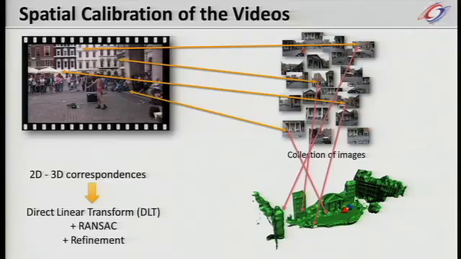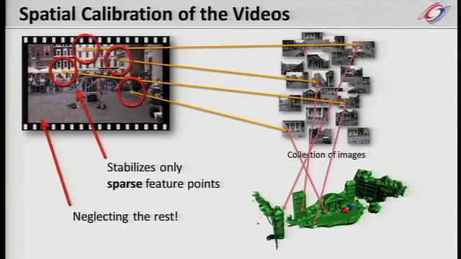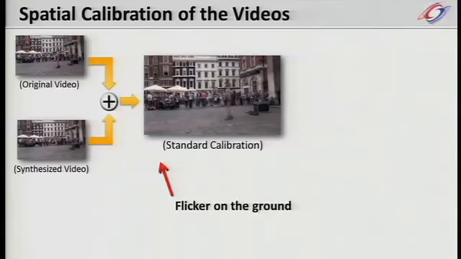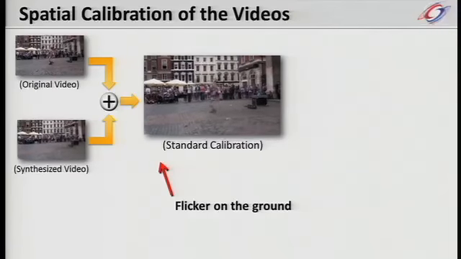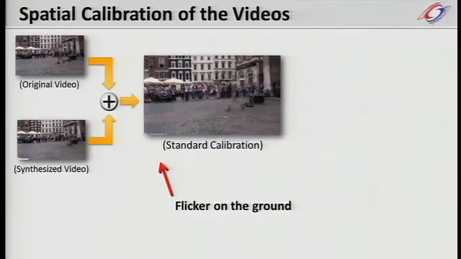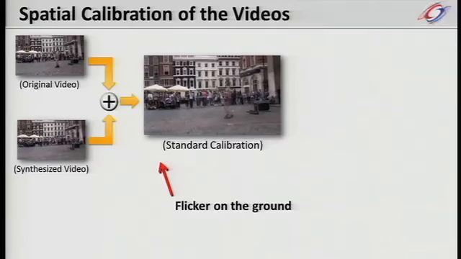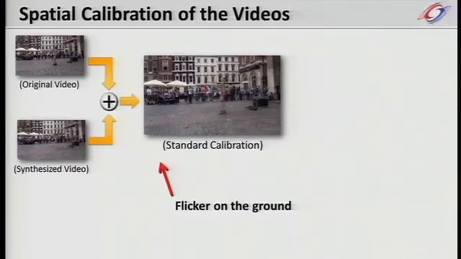This kind of standard calibration, however, stabilizes only sparse feature points in the image, neglecting the rest. Problems become visible when, like in the video in the center, we superimpose the original video with the one obtained by rendering the textured geometry at the current camera estimate. As you can see here in this video, some flicker is visible on the ground.